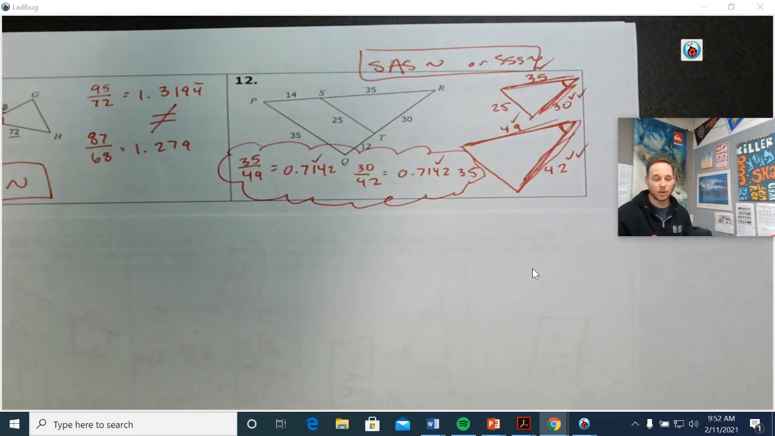I hope this has been helpful to assist in your learning of the three similarity theorems that we have learned. All right, I'm going to post this and you guys can check your work.